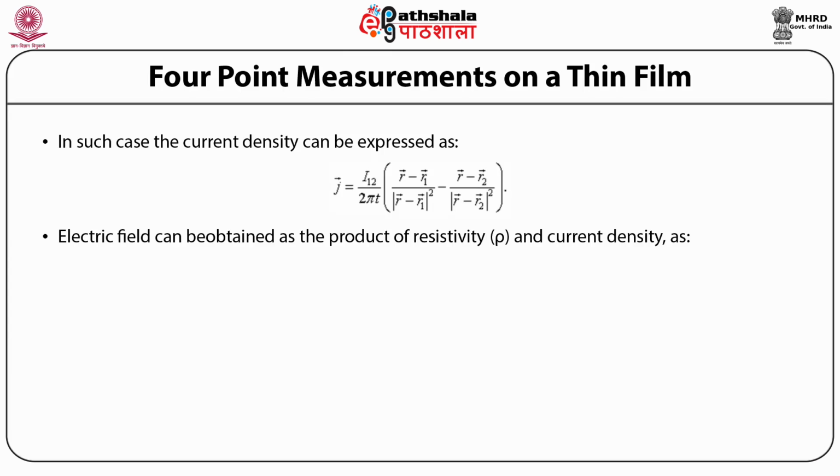Electric field can be obtained as the product of resistivity ρ and current density: E vector equals ρ times J vector, which equals ρ I12 divided by 2πt times [(R vector minus R1 vector) divided by |R vector minus R1 vector| squared, minus (R vector minus R2 vector) divided by |R vector minus R2 vector| squared].